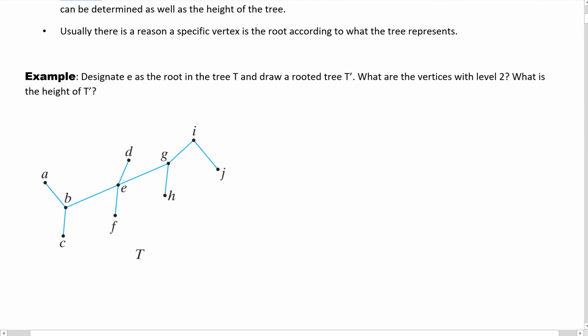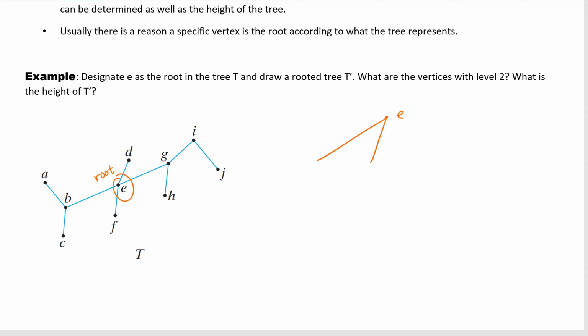So example E: designate E as the root in the tree T and draw a rooted tree T prime. What are the vertices with level 2? What is the height of T prime? So here E is the root, and so we have E on here. And then you can see what the vertices adjacent to E are. That is B, D, F, G, right?